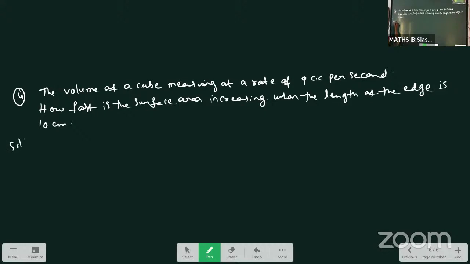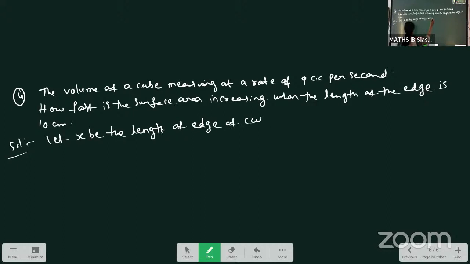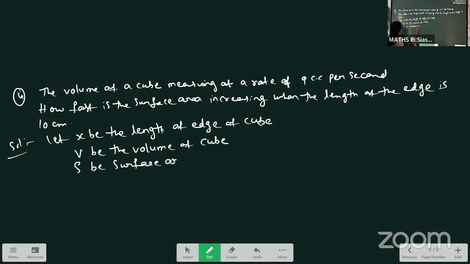Solution goes like this. Let x be the length of edge of the cube, V be the volume of the cube, and S be the surface area of a cube. So now what you have to do?